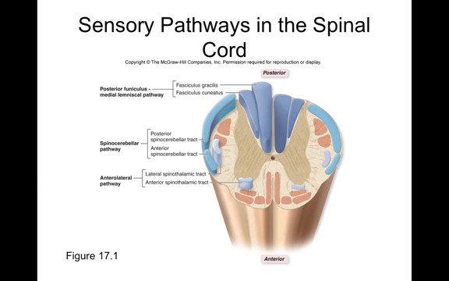Now, we can see where it's located in the spinal cord. All of that shown in blue here are the sensory pathways. You can see our anterolateral pathway over here. We can see our spinocerebellar pathway over here, as well as the posterior funiculus, right?